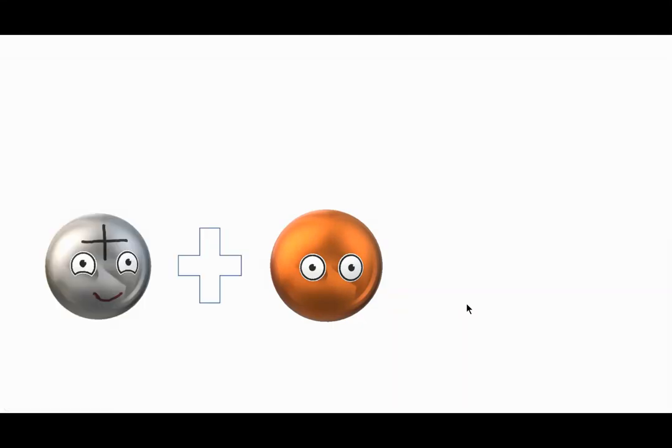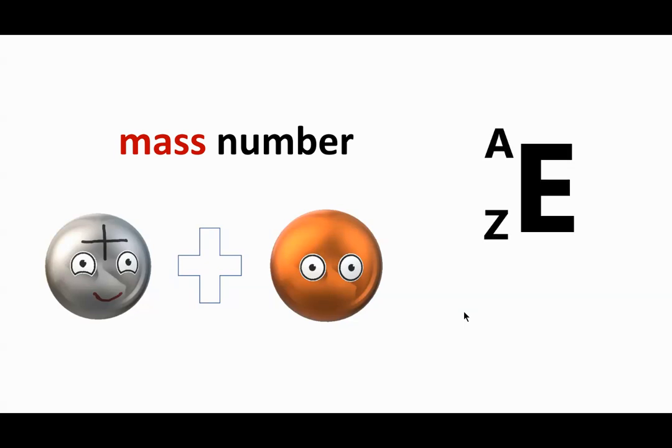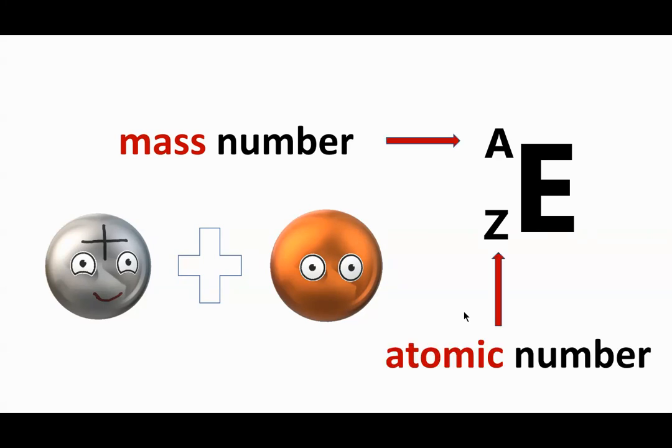So if we add everything up that's in the nucleus, it's the protons and the neutrons, and we call this the mass number. So if we have our representation of our element with Z being the atomic number, then the mass number, A, is written on the top. So it's easy to remember: A is before Z in the alphabet, so A is on top and Z is at the bottom.